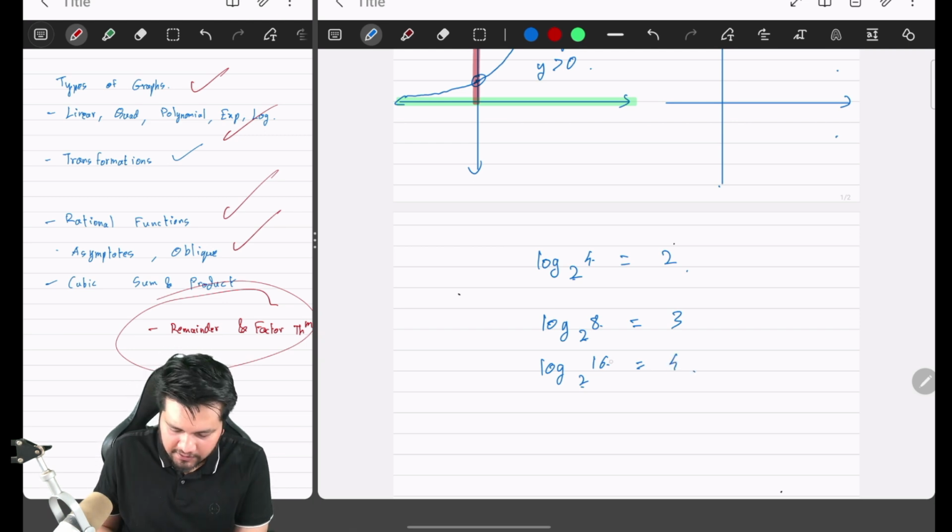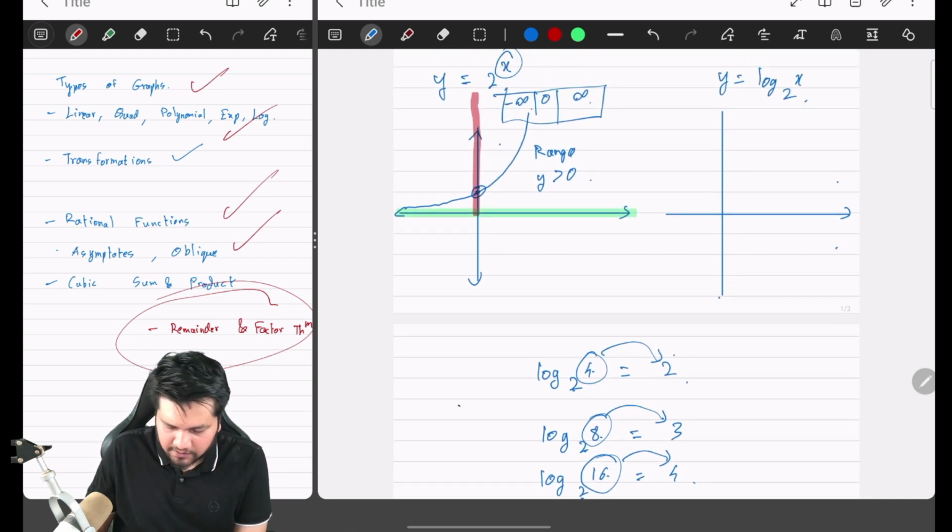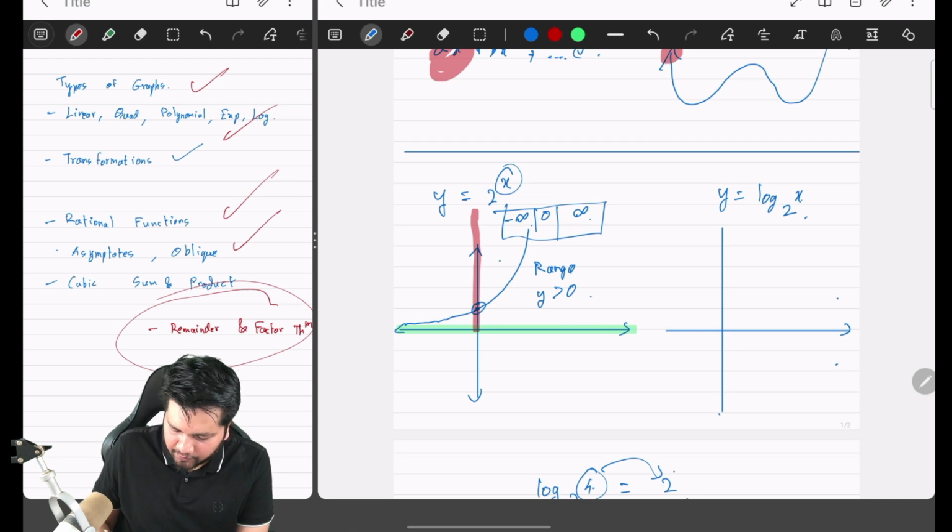So we are converting these huge numbers to very small numbers, like 8 is transformed into 3, 4 is transformed into 2, and so on. So let's put these values. If I put x is equal to 2, I'm going to get 1. So if I put 2, I'm getting 1.